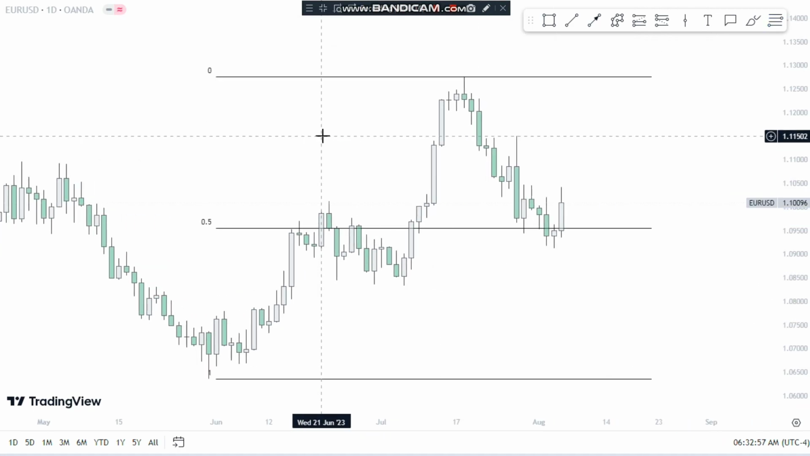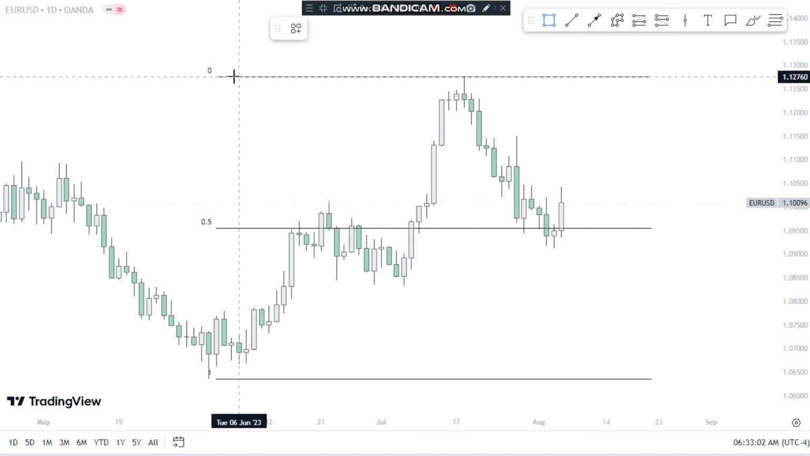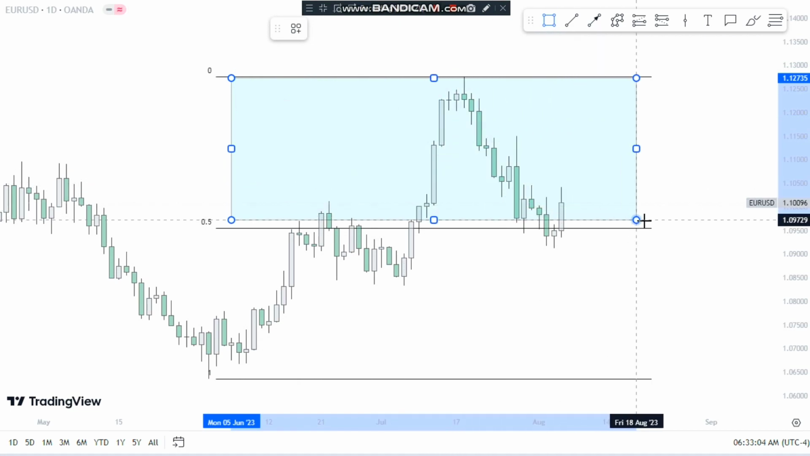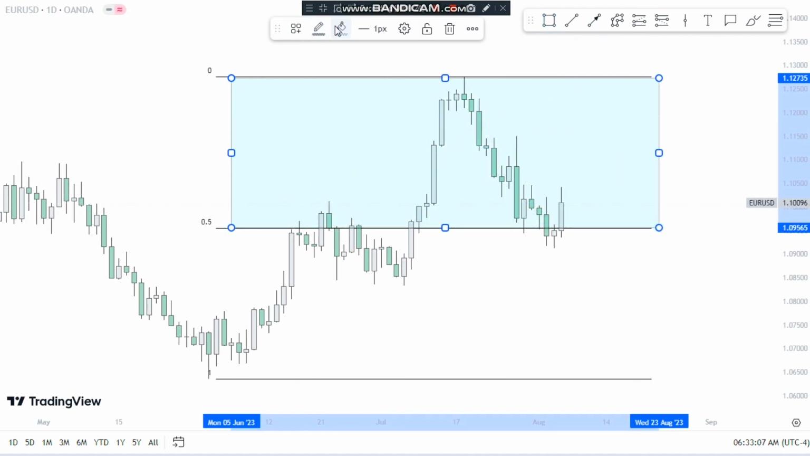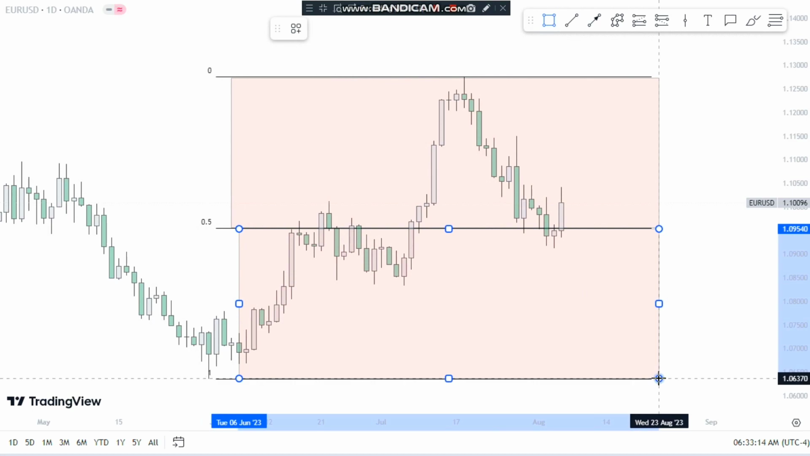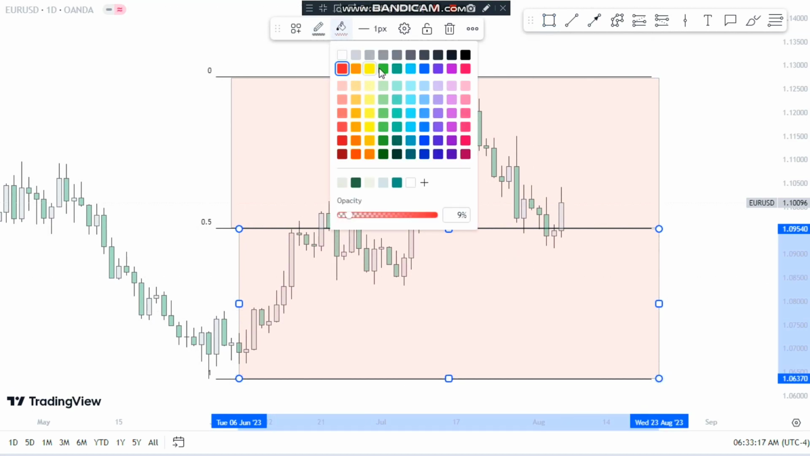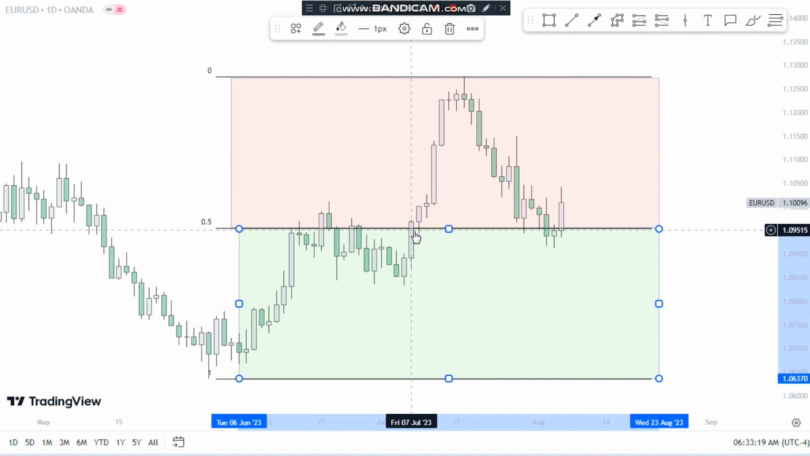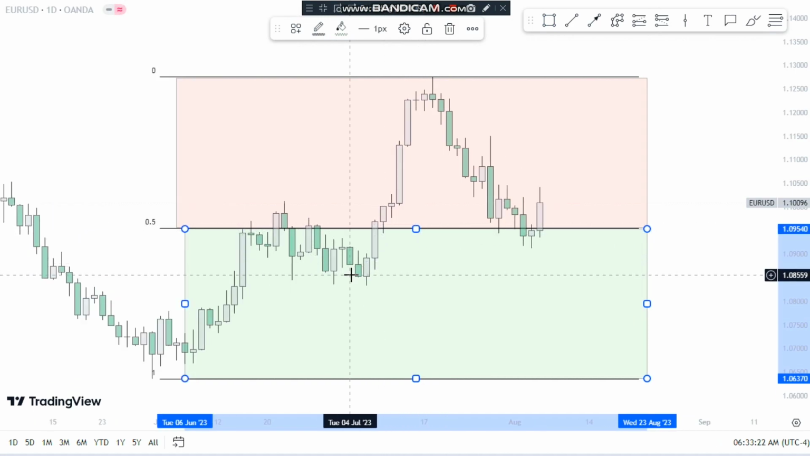Now, why do we draw it? We draw it because it gives you an idea of the premium and the discount. Above it, this is the premium. Let me color it red, and below it, this is the discount. So what are premium and discount? What he means is that once the price comes down into the discount, it means the price is oversold, and things are bullish. So anything bullish here, you can long it.